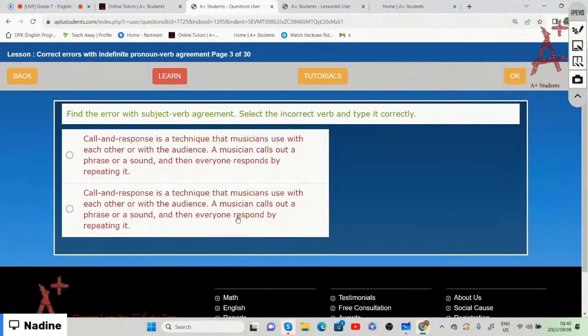Call and response is a technique that musicians use with each other or with the audience. A musician calls out a phrase or a sound, and then everyone responds by repeating it. So everyone respond or everyone responds by repeating it. Call and response is a technique.